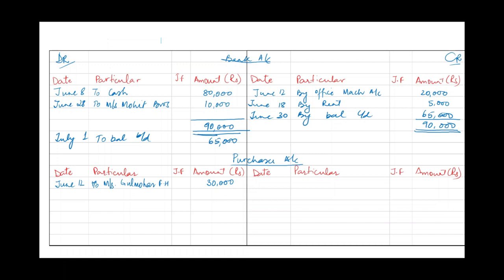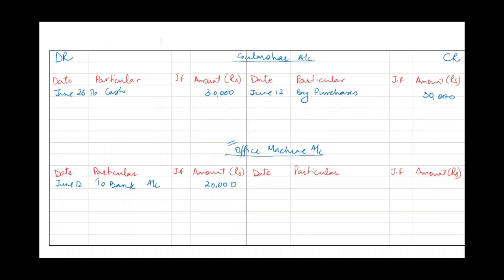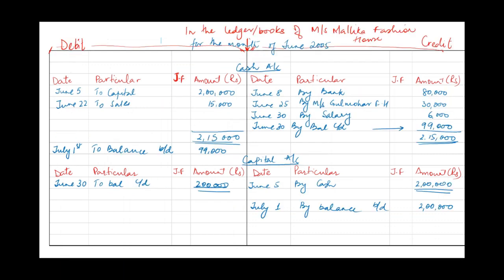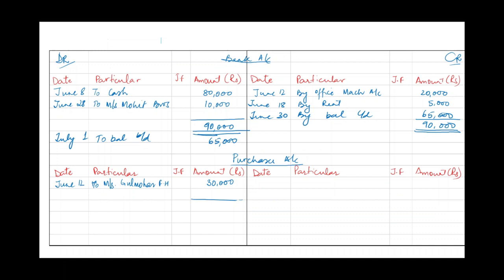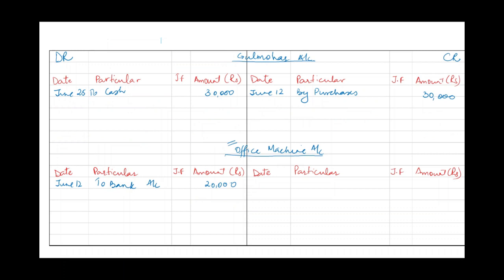65,000. Purchases I will close. Mrs. Gulmohar, I had purchased. I had given to purchases. So here, purchases are like this, guys. We will close all the accounts. Alright. Let me see, capital, bank, then I have purchases account, and then I have Gulmohar account. See here, Gulmohar account has closed. Whatever we had to pay, this is closed. So no need to carry down.